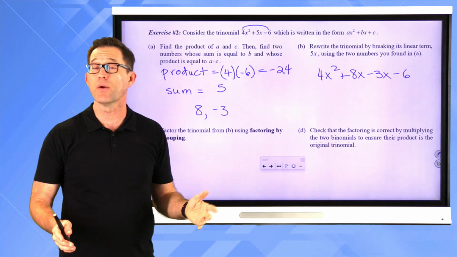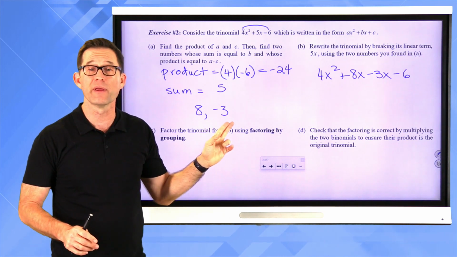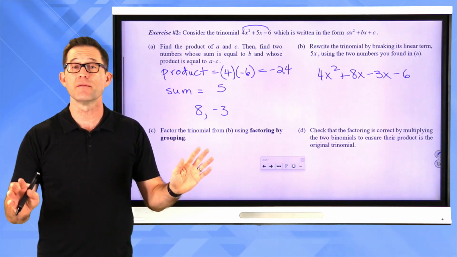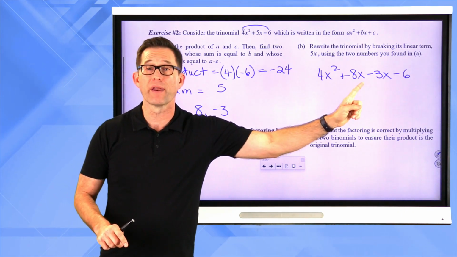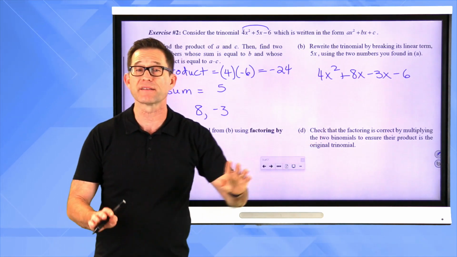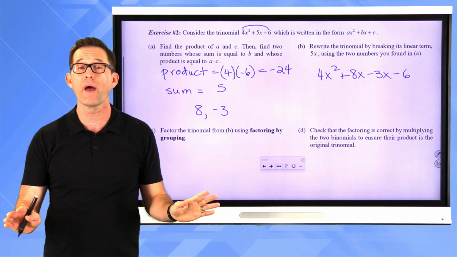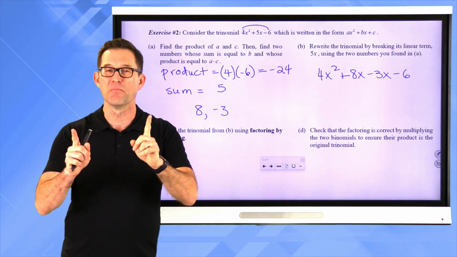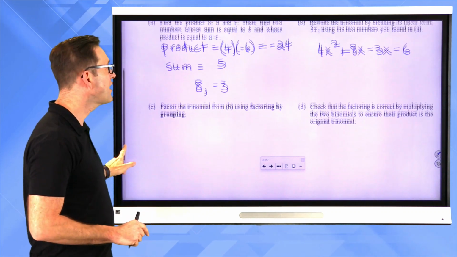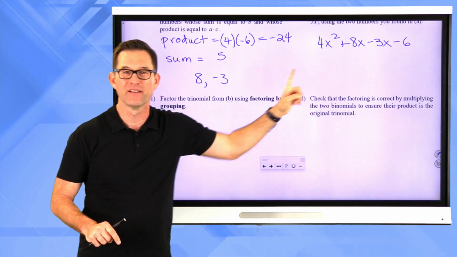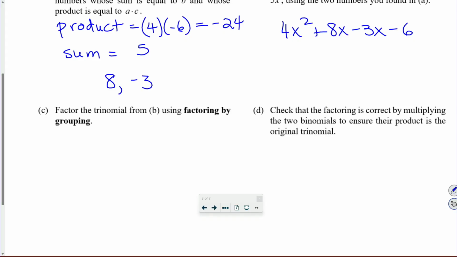Now you might say, why didn't you write it as negative 3x plus 8x? Totally could have. It doesn't matter whether I write it as 8x minus 3x or minus 3x plus 8x. It's going to work out the same either way. But the beautiful thing is we can now factor this by grouping. Let's take a look at that in letter C.